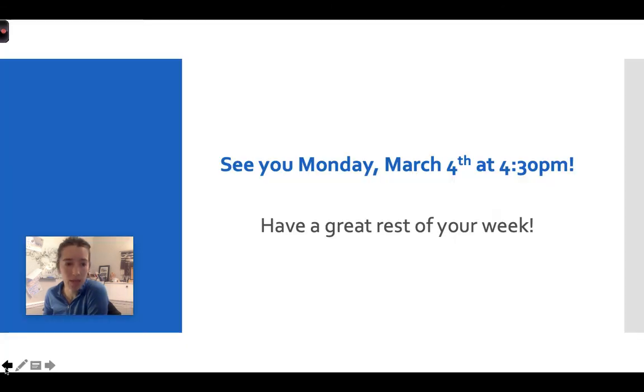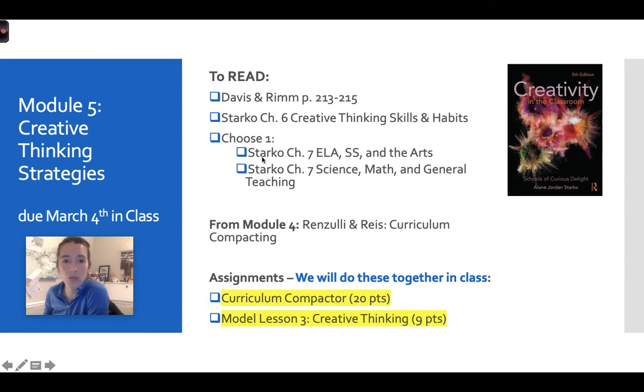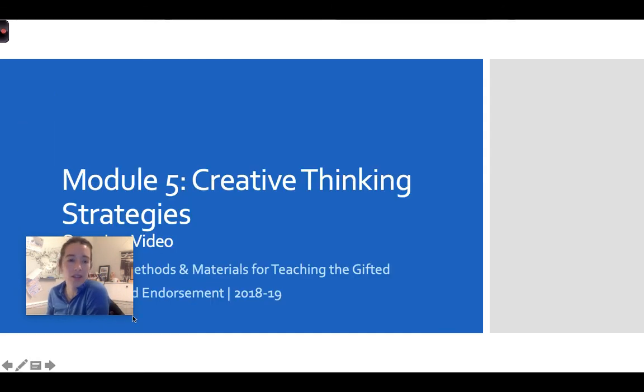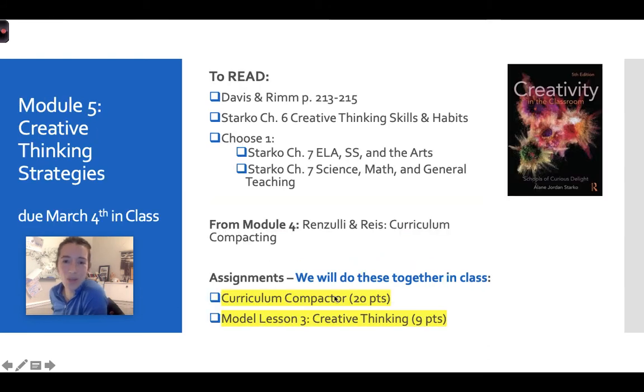Whoops. Let me go back. And then you're going to choose one, either chapter 7. Chapter 7 is about incorporating creative thinking in language arts, social studies, and the arts. I don't know why it keeps moving. Sorry, hope it doesn't make you dizzy.